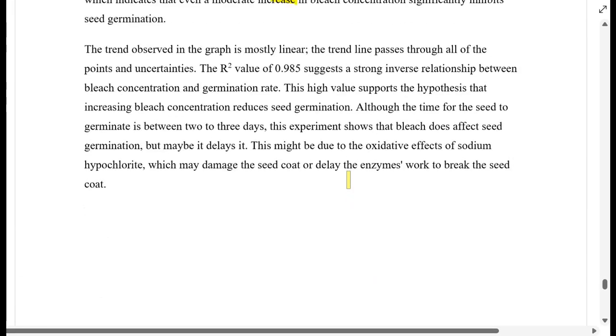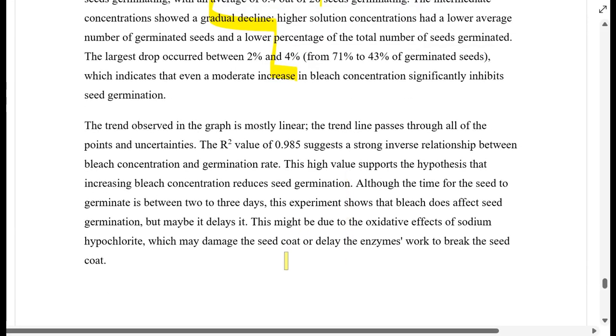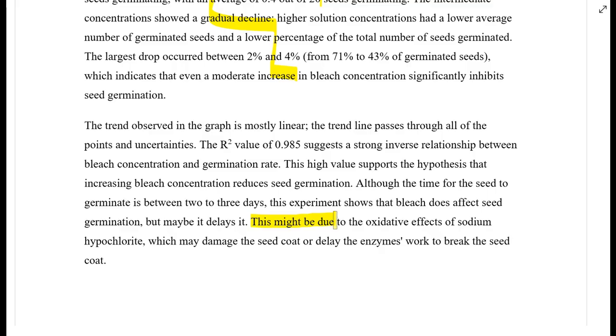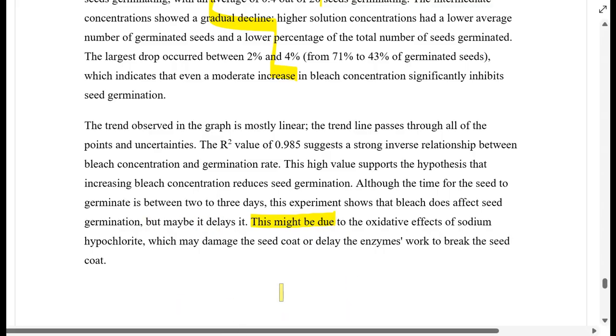Then we come to the words might be. So we don't write this might be. That's like a guess. You need to look at what other researchers have found out and state sodium hypochlorite has been shown to damage the seed coat, which is likely the cause in this case, with a citation. It reads as a guess. When you've done that, you've got evidence to support what you're doing.